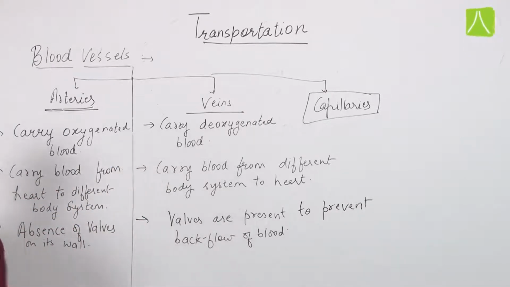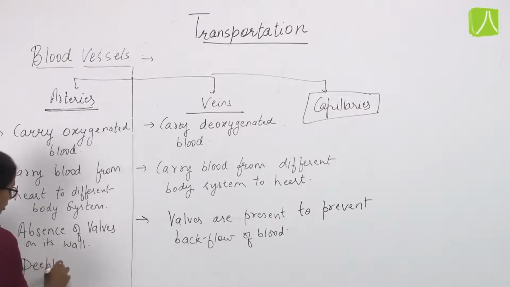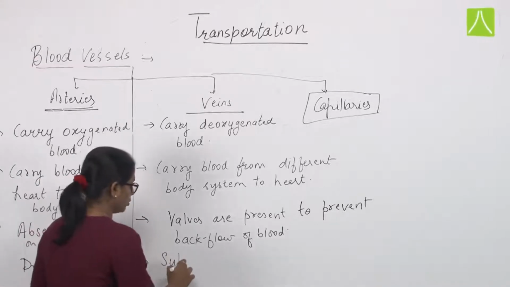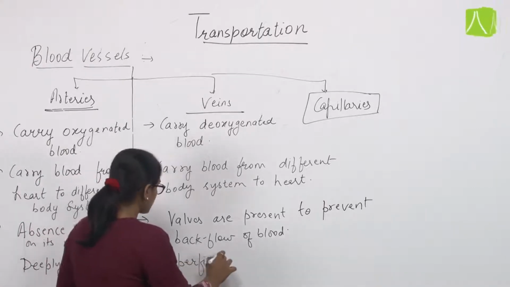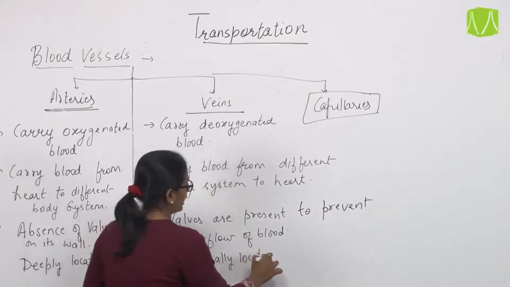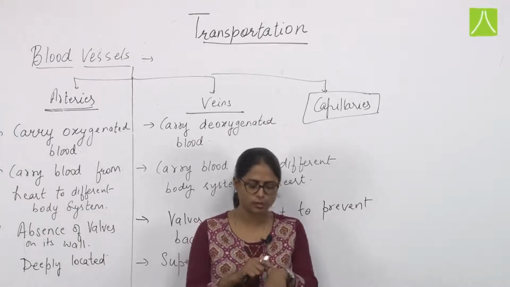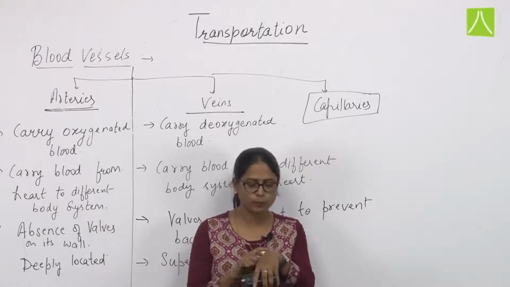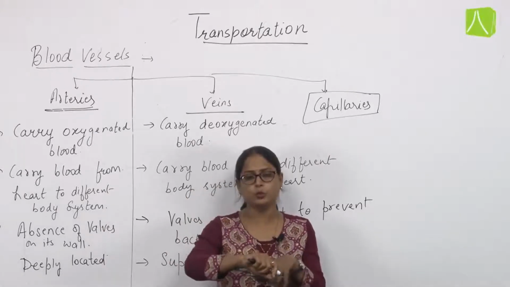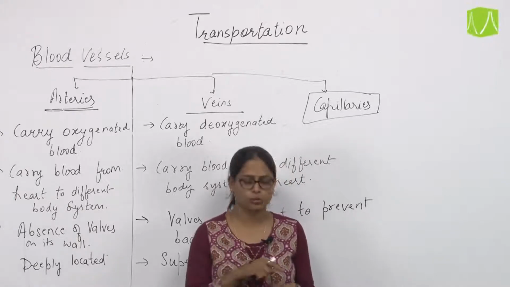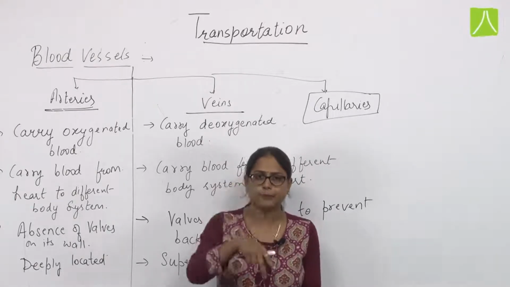Another important difference is that arteries are basically deeply located, while veins are superficially located. That is why you can easily observe your veins from outside, because they are very easily visible. These blue colored vessels are known as veins, which we can see in our body parts. But arteries we cannot observe from outside, because they are deeply located.